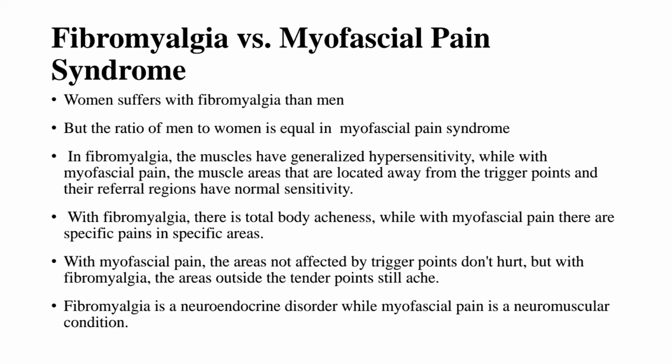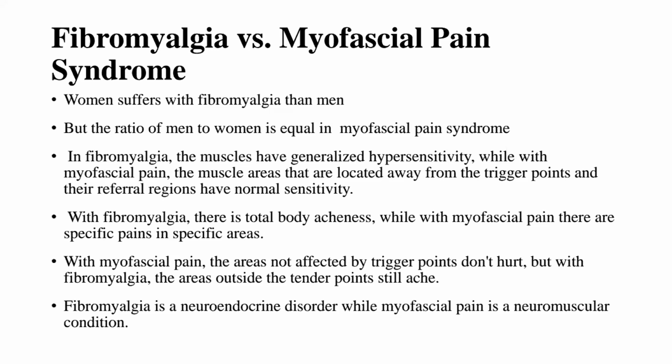Myofascial pain has specific pain in specific areas. So that's myofascial pain syndrome. In that one particular area where the patient complains, when we palpate, you can feel the taut band. Once you apply pressure, the patient will shout, which reproduces the pain. The patient sometimes will feel a jerky pain. Other than that spot, the taut band, if we apply pressure at other places, there is no pain. With myofascial pain, the area not affected by the trigger points doesn't hurt. But in fibromyalgia, the area outside the trigger points still aches. So this is a differentiation.